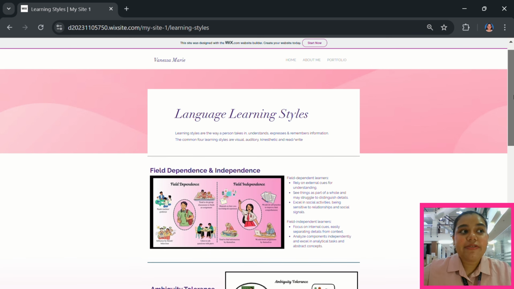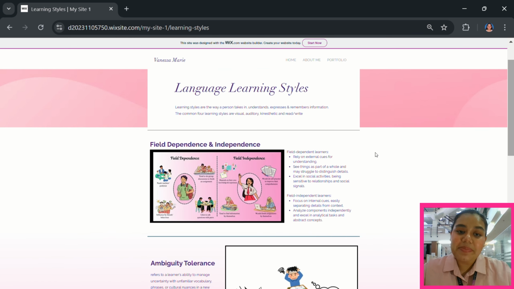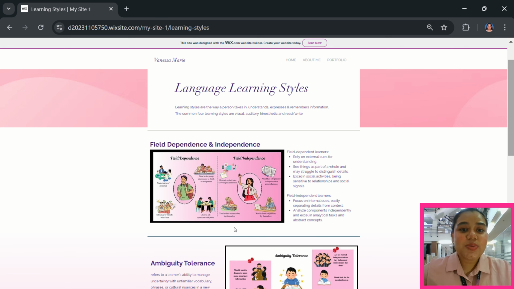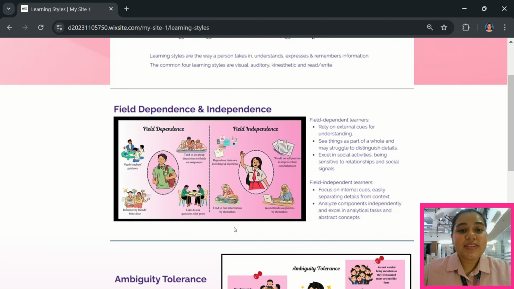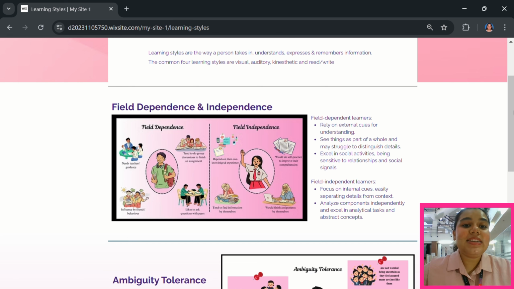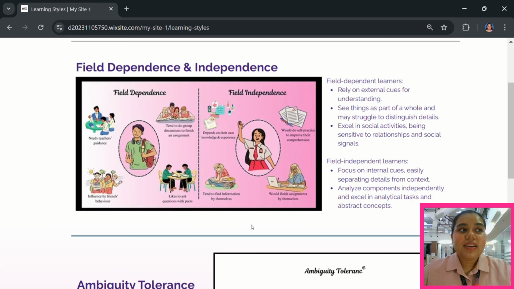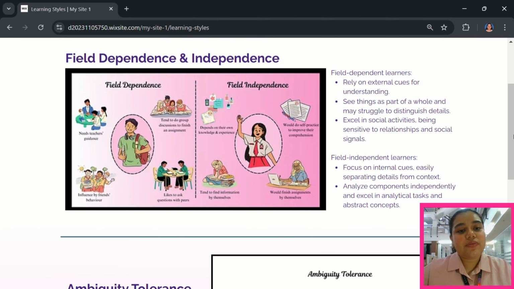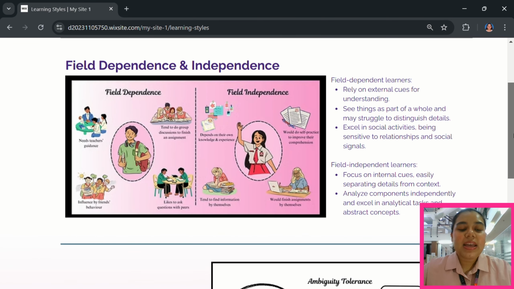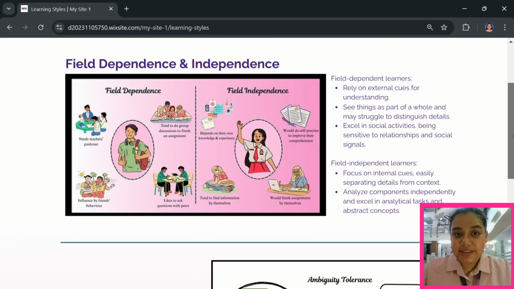The first one would be field dependence versus field independence. So what are these two terms? Field-dependent learners rely more on external cues and thrive in group work or social settings. But this type of learner may find it challenging to focus on details independently. Meanwhile, field-independent learners prefer to work alone, and they rely more on internal factors to analyze and complete tasks.